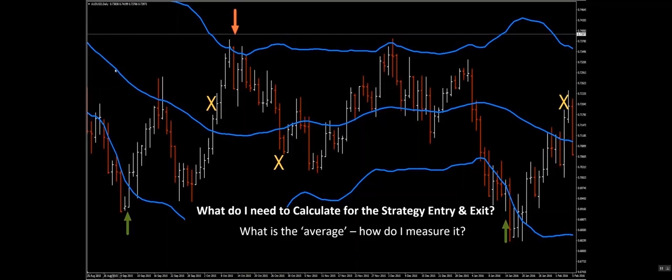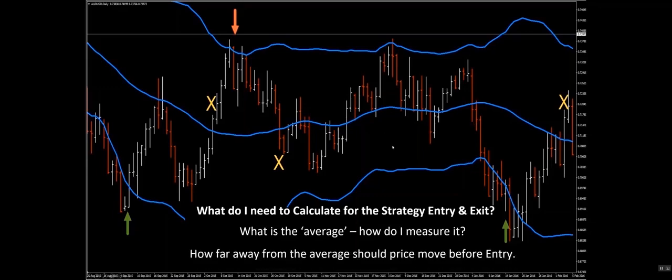This is actually a Bollinger Band here, which the middle band is a moving average. And it's a 40 period, so 40 period Bollinger Band and moving average. And then again, we want to know how far away from the average the price should move before entry. So this is a 2 standard deviation Bollinger Band, again 40 period. You can see here, once the price gets to around about 2 standard deviations, it starts to retrace back to the average.